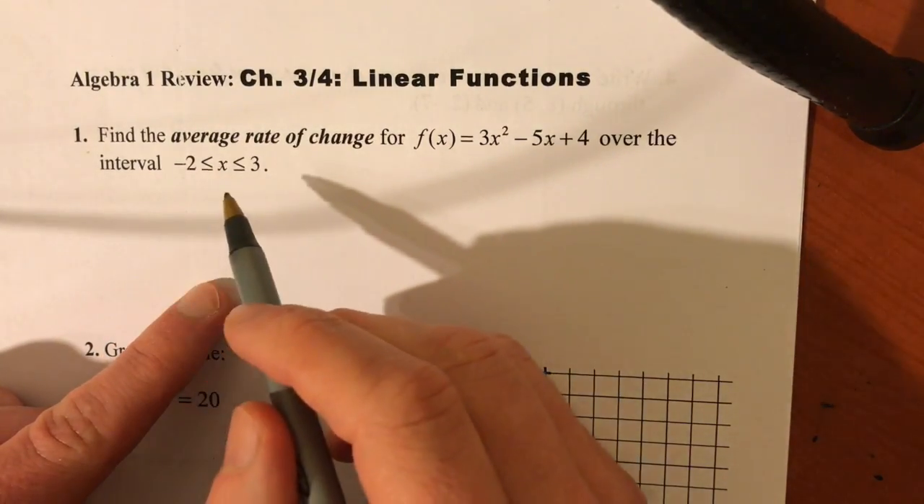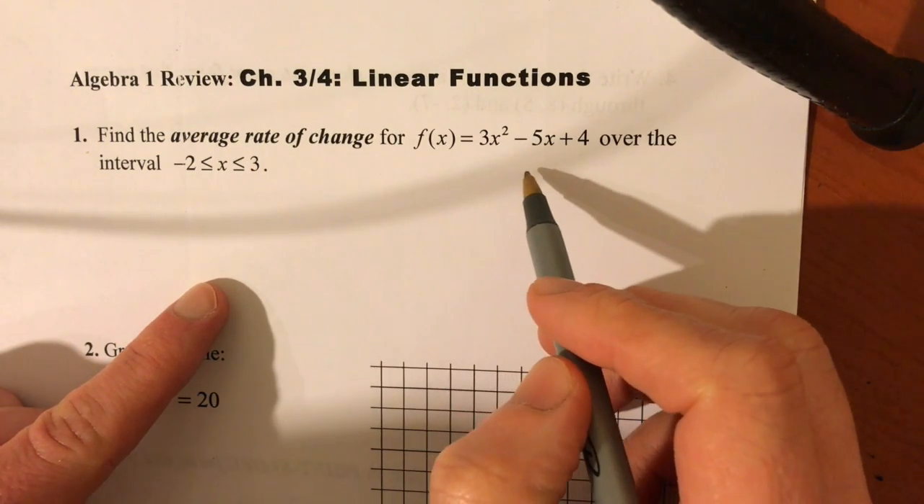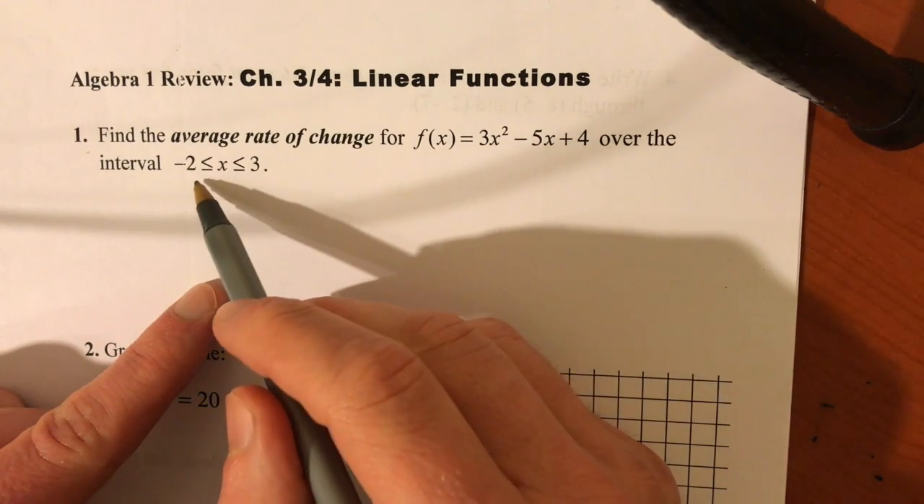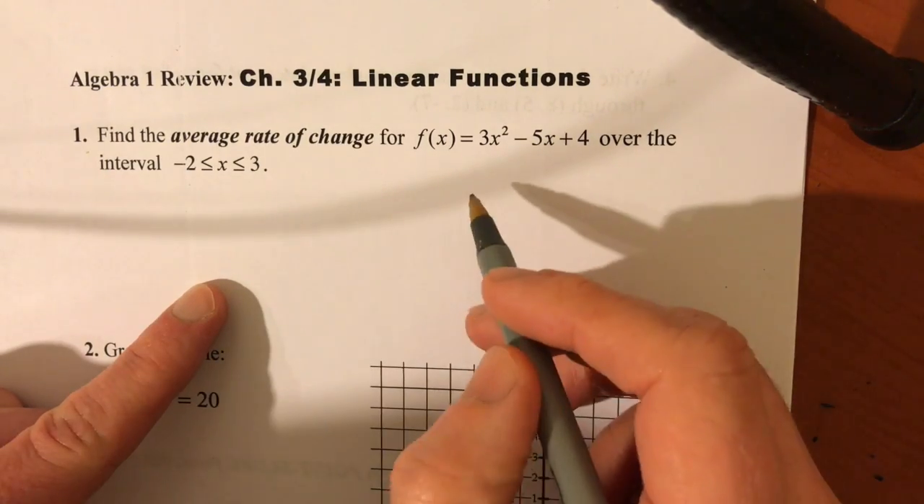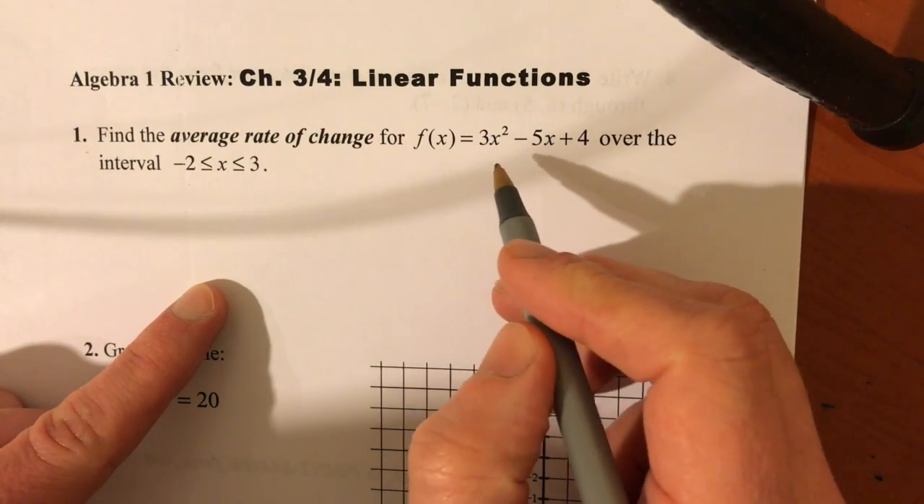Number 1 says, find the average rate of change for this function f of x equals 3x squared minus 5x plus 4 over the interval from -2 to 3, for x values from -2 to 3. And you might be saying, hey, this is not a line, and you're right, it's not, it's a parabola.